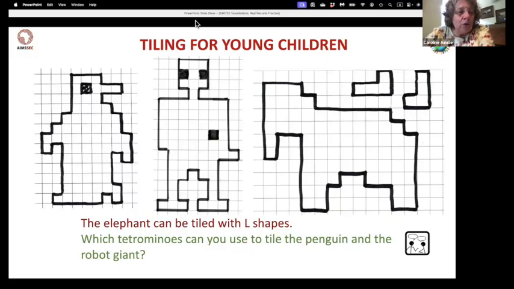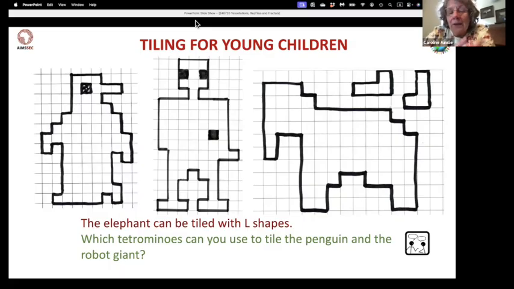And then you've got the penguin. Is the robot a different shape to the elephant shape, which is made with the L's? What shape would you have to use to make the penguin? Now, you're not filling in the dots, you're not filling in the eyes of the robot and the gap in the arm of the robot or the eye of the penguin.